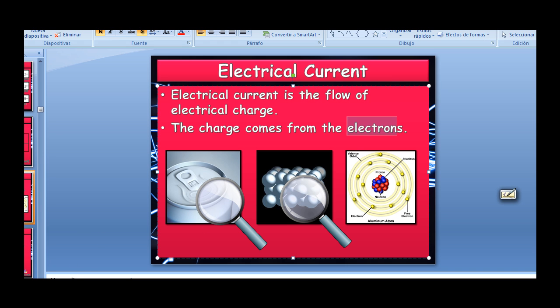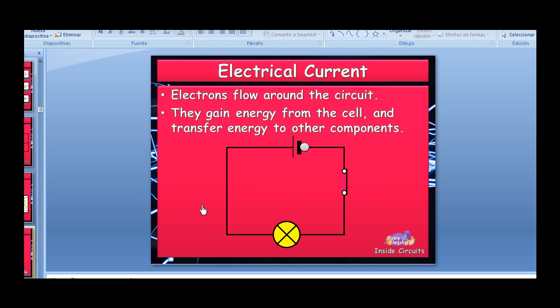Okay, so let's move to the next little slide. It says electrons flow around in circuits. They gain energy from the cell and they transfer the energy to other components. Right, so when you see a light bulb like this and it's shining, it's getting its energy from the electrons, which at the same time are getting the electrons from the battery, getting the energy from the battery. That should be common sense.